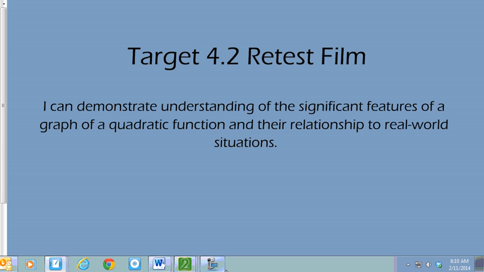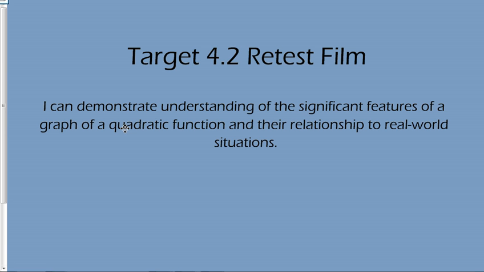You are watching the Target 4.2 retest film. We're demonstrating understanding of the significant features of a quadratic function and their relationship to real life situations. So have your white packet out. We're going to do a few problems that are actually on that white packet, and then you are going to complete the rest and then see your teacher if you need more help. And you need to hand in your white packet in order to do any kind of retesting.